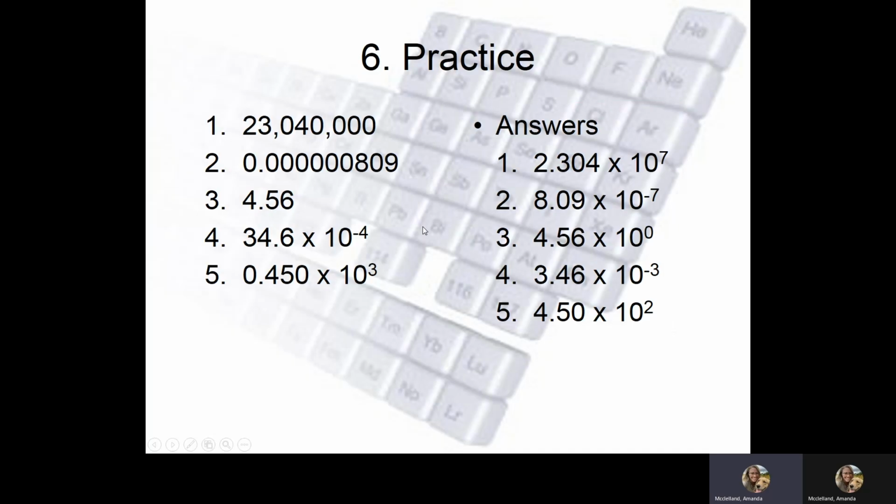So here are the answers. The only tricky one is number 3. 10 to the 0 is 1. Anything to the 0 power is 1. So if I want to put it in scientific notation, but you don't need to move the decimal point, then you would just write times 10 to the 0.